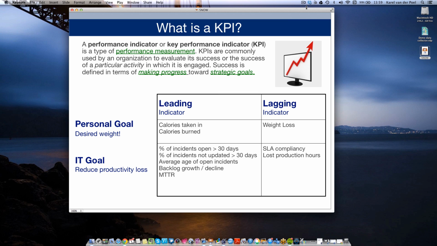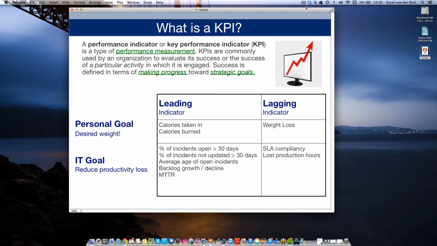Now let's focus on that last sentence, making progress towards strategic goals. A key performance indicator needs to tell you where you've been, where you are, and where you want to be. So the trend throughout time is a very important aspect of a key performance indicator. The strategic goal could also be translated into a target, so it's also very important to be able to compare yourself with the target and know which road you still need to take in order to be compliant with your goals.